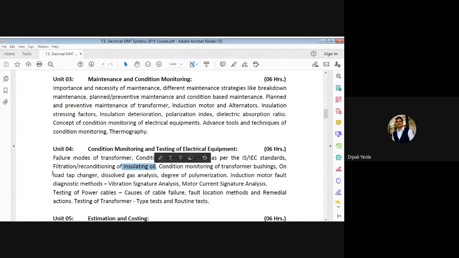The word indicates itself: we have to filter the particular oil which we are using inside the transformer. Then there is condition monitoring of the transformer bushings.